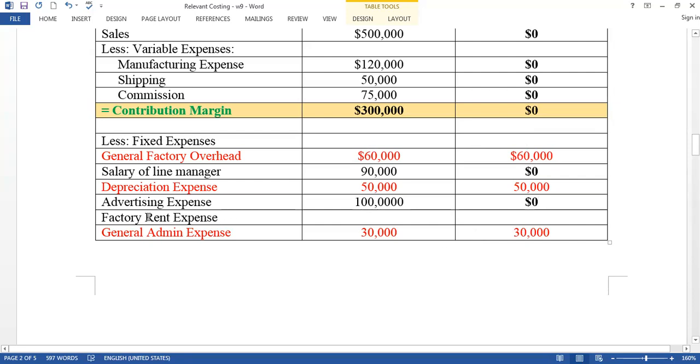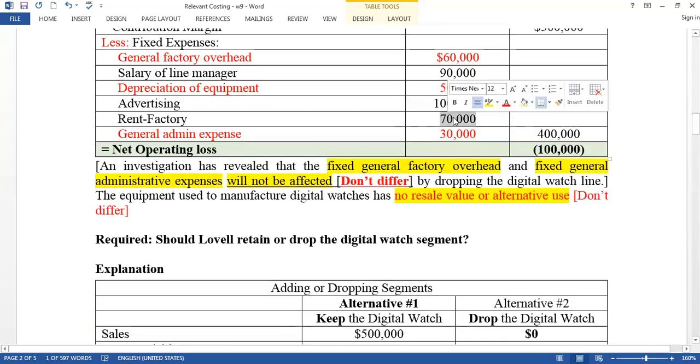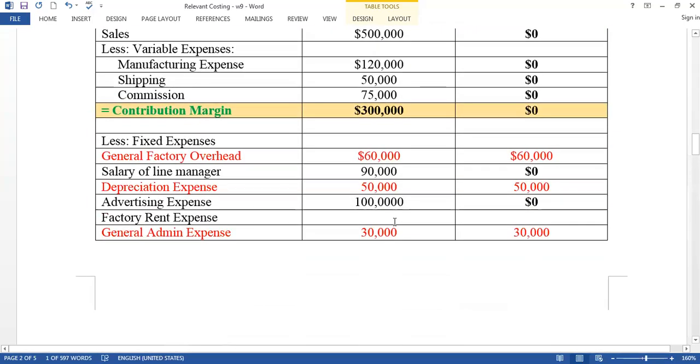If you produce the product, you need a factory, right? And factory have some rent. So if you produce the product per month, you have to pay factory rent. If you do not produce the product, you no need to pay any rent.